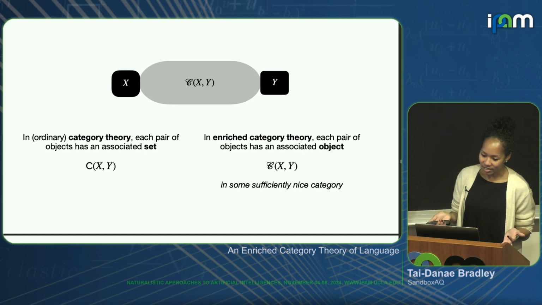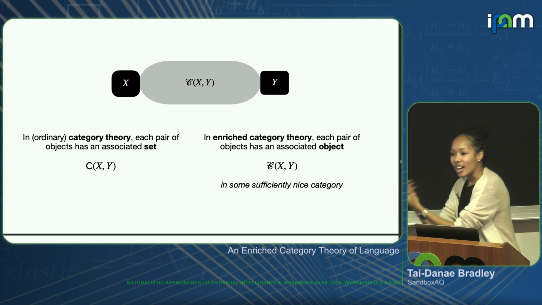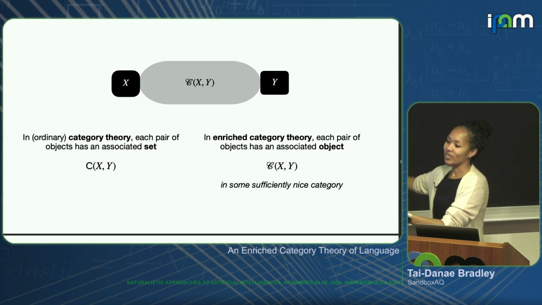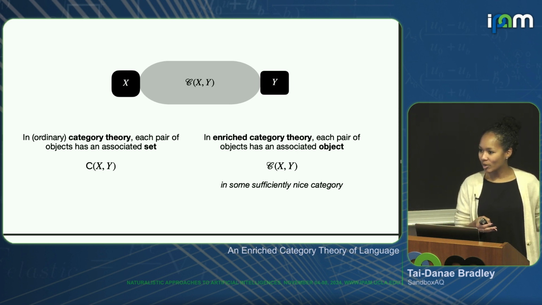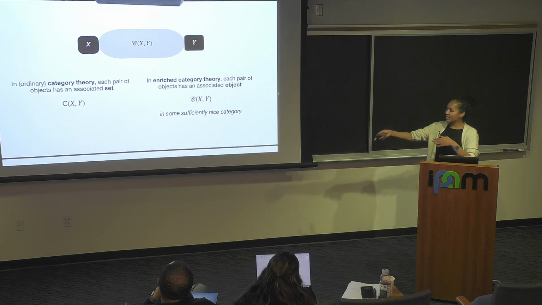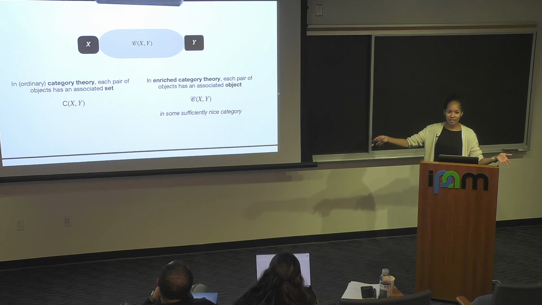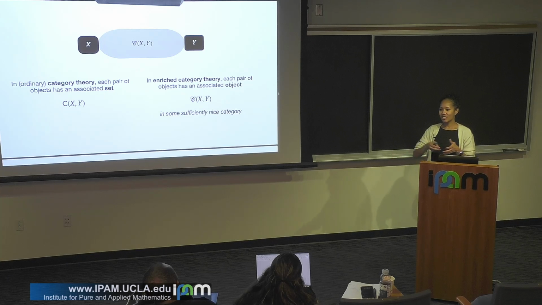In enriched category theory, each pair of objects has associated to it another object in some sufficiently nice category, where sufficiently nice means that you can write down axioms that are analogous to the ones from ordinary category theory. But the point is, this subsumes the idea on the left, because it turns out that an example of a sufficiently nice category is the category of sets. So you generalize your definition to include the usual case, but to also have more.